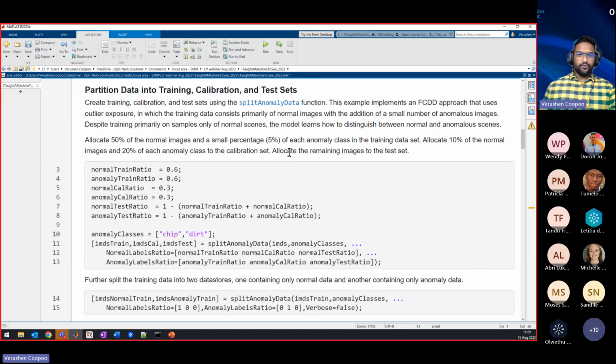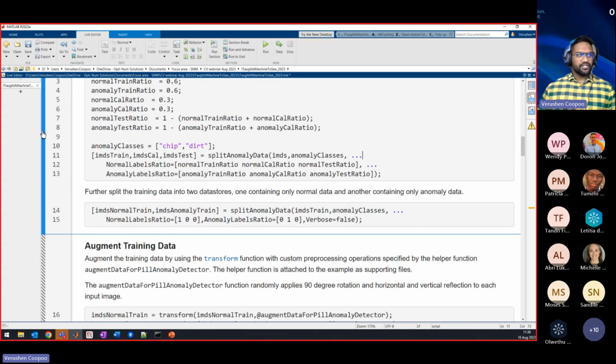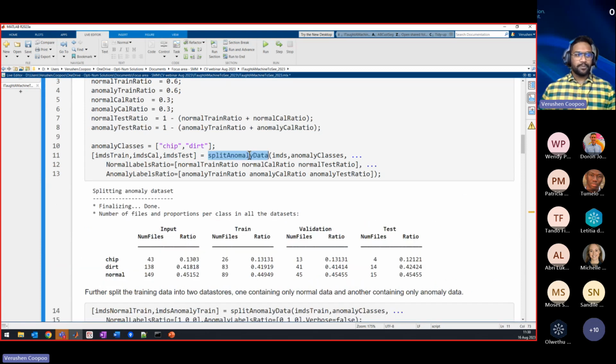The first thing we're going to do is split the data into its different sets: 60% for training, 30% for calibration, and the balance, which is 10% in this case, for testing. And this is a really cool MATLAB function, splitAnomalyData. What it shows me is, per each of the different classes I have, normal, chipped, or dirt, the spread of the images in each of those classes across my three datasets.